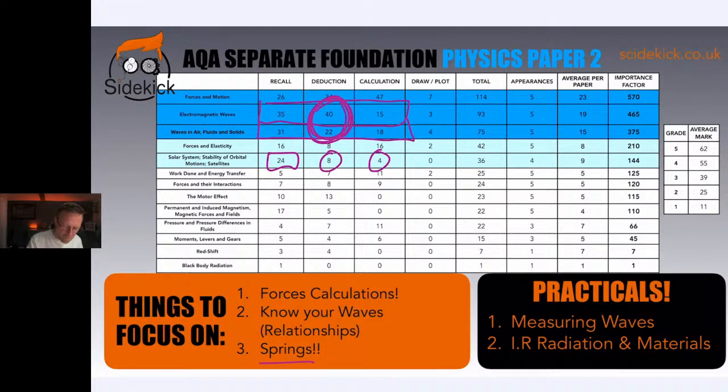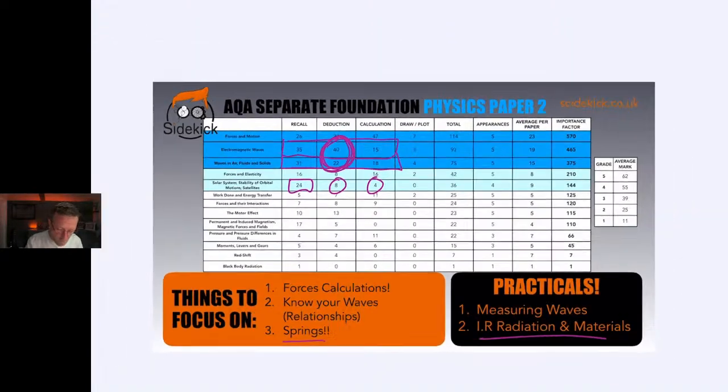Now the practicals, measuring waves, that's where a lot of these marks come from, okay? So these deduction marks here for waves, a lot of those come through practical questions, so make sure you're ready for those. And then this one down here, IR radiation and materials, that is also waves, okay? So infrared radiation and materials and how they absorb infrared radiation or how they reflect infrared radiation, very, very important, okay? So those are your top things for physics paper 2.